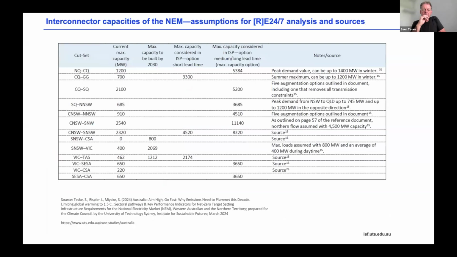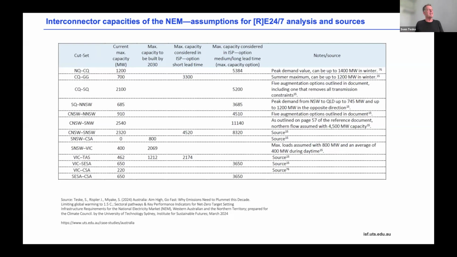We also looked at the current connection between the different states and grid areas and what's planned in the future. You see here in the fourth column, maximum capacity considered in the ISP. The ISP is an integrated strategy plan where the grid operator in Australia projects grid expansion for the next 10 years.